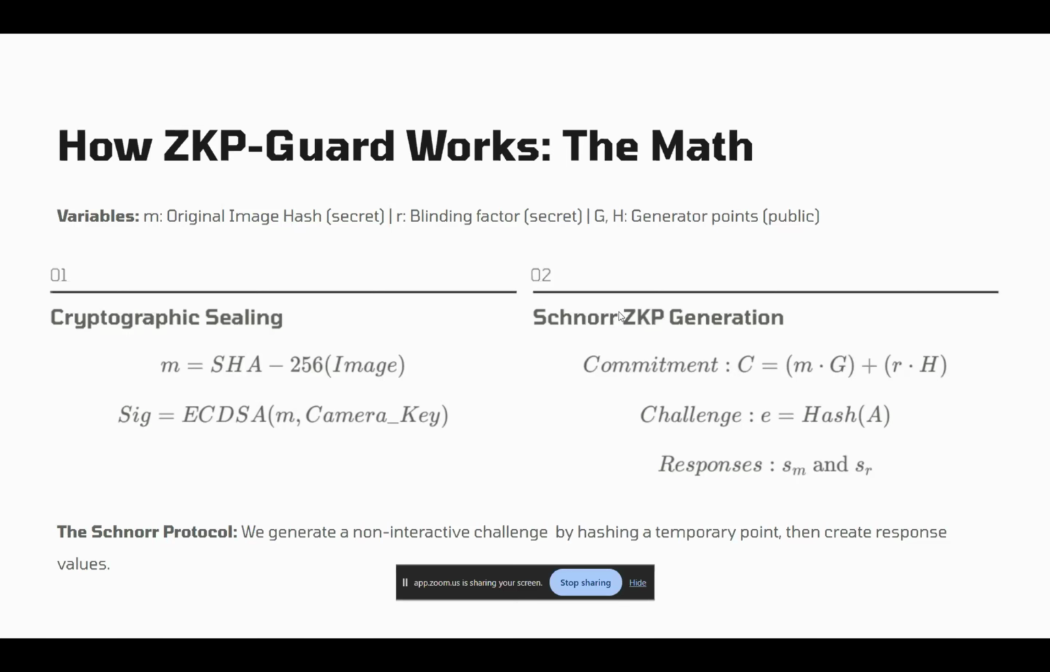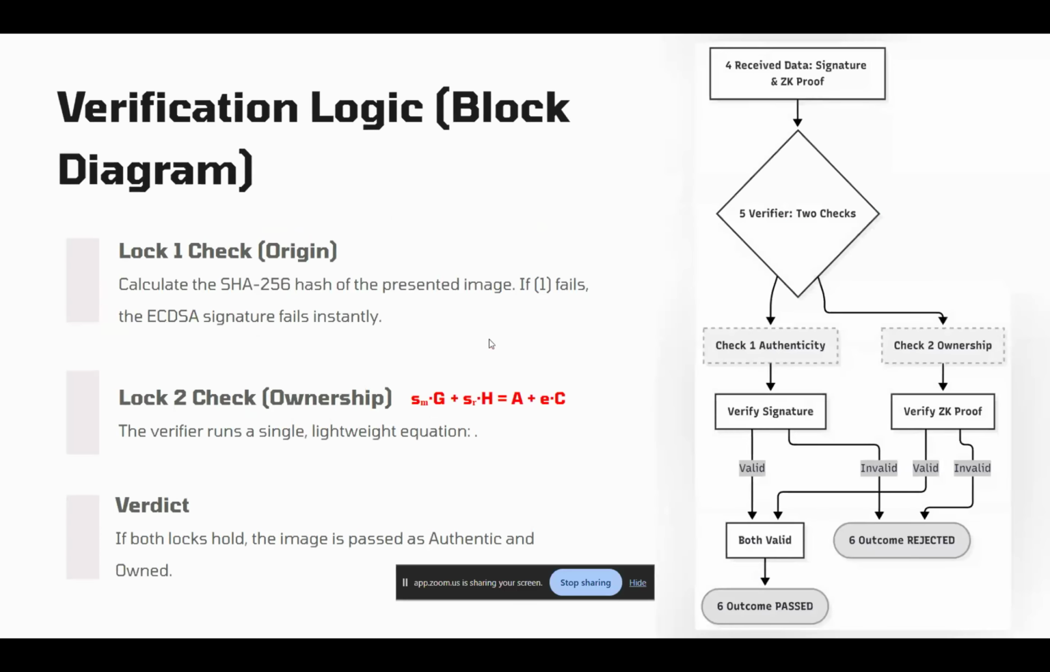The second is Schnorr ZKP generation, which will be used for the ownership proving part. So we will be making a commitment. G and H, as you can see here, are points on the elliptic curve. E will be the challenge that will be sent to the verifier, which is asking the question, are you the real owner of this image? How will we prove that? We will prove that with the help of this equation. As you can see on your screen, the equation marked in red will prove that we are the real owner of that particular image.